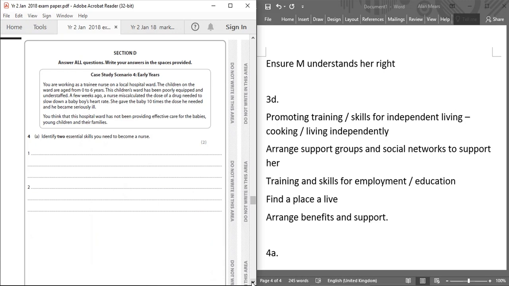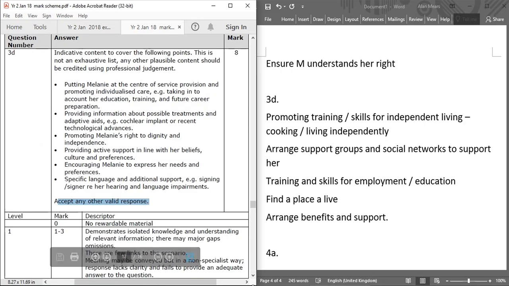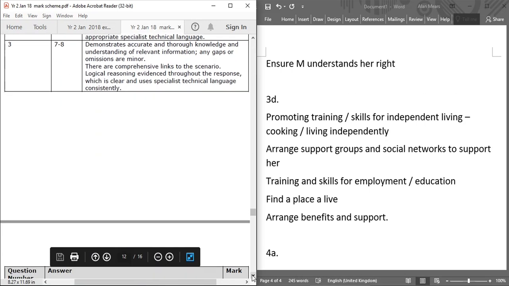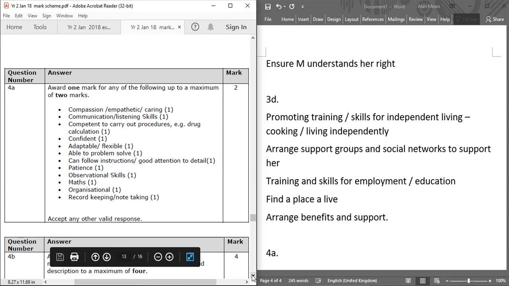I think it's more down the personal skill, so empathy, compassion, care, sense of humour. But let's take a look at what they suggest. So it's actually quite a big range here. Compassion, empathy, caring, communication, competence, confident, adaptable, problem solving, instruction following, patience, observations. You could just list any skill that any human being might need, and you probably would get the mark there.